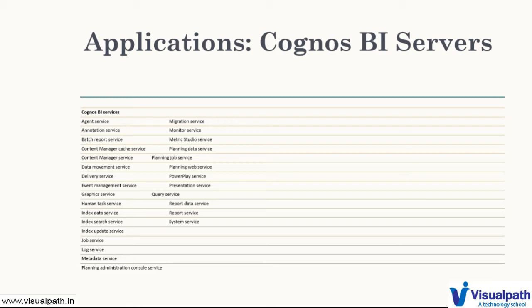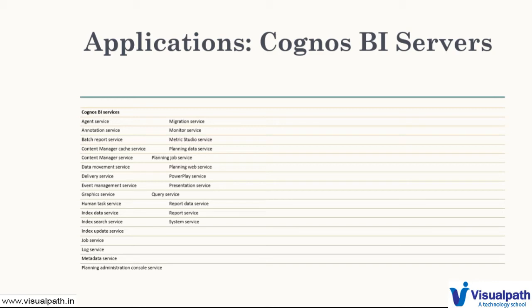Then we have the metadata service. This service provides support for data lineage information displayed in Cognos Viewer, Report Studio, Query Studio, Analysis Studio, and so on. Lineage information includes information such as data sources and calculation expressions. Then we have the Metric Studio service. This service provides the Metric Studio user interface for monitoring and entering performance information. Then we have the migration service also.